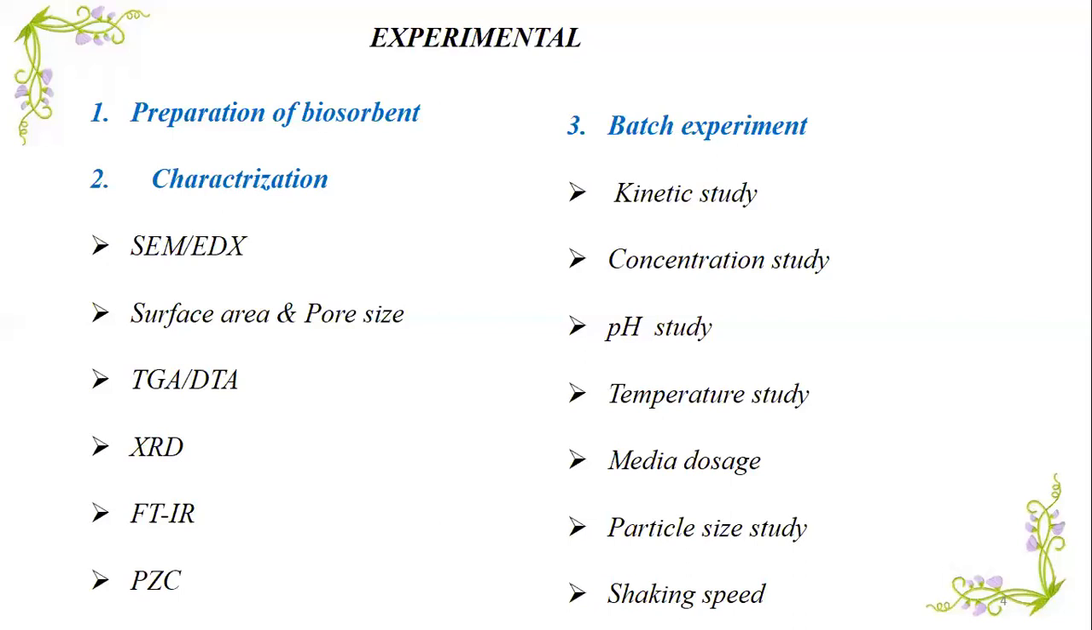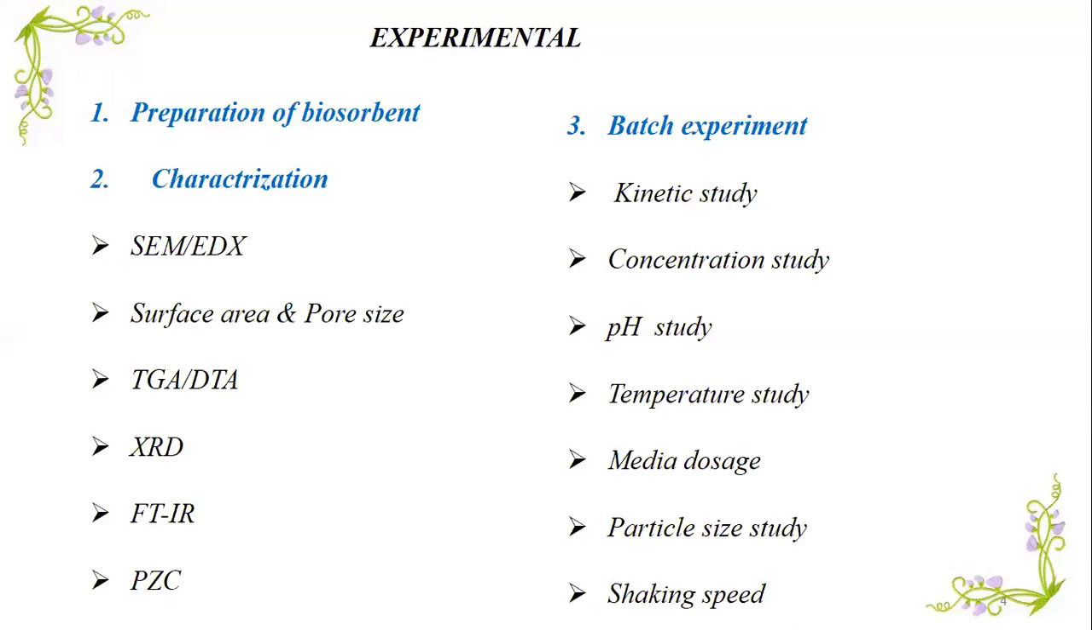And then we are switching to the batch experiments. In the batch experiments, we are going to optimize almost 8 or 7 parameters. The first one is the kinetic study. The second one is the concentration study, then the pH study, and then the temperature study, or we call it the thermodynamic study, and then media dosage, particle size, and shaking speed.